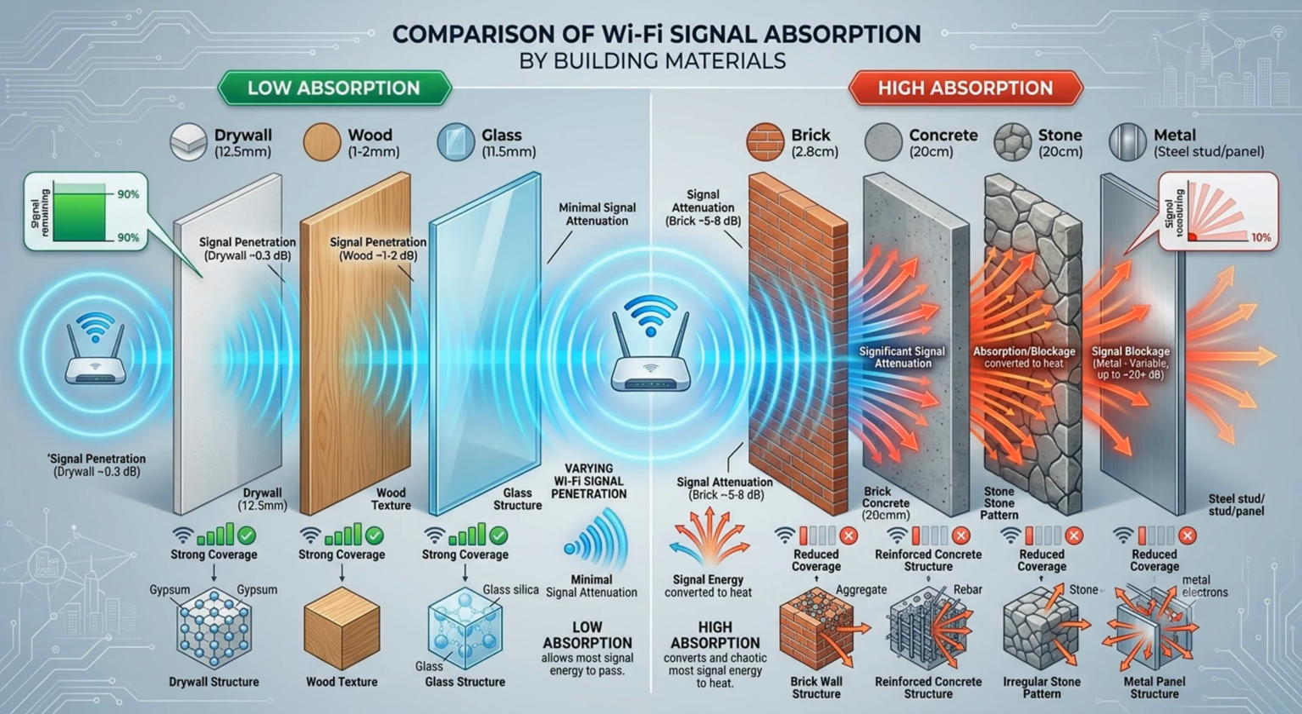In Wi-Fi environments, common building materials such as drywall, wood and glass generally absorb less energy, allowing signals to penetrate more effectively. Dense materials such as brick, concrete, stone and metal absorb or block much more energy, resulting in greater signal attenuation and reduced coverage.